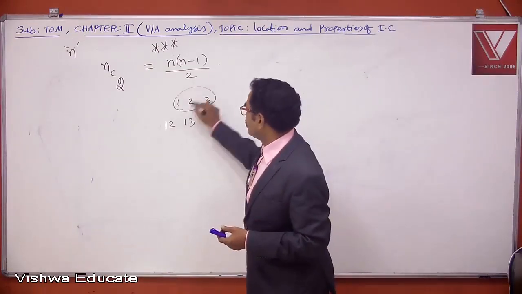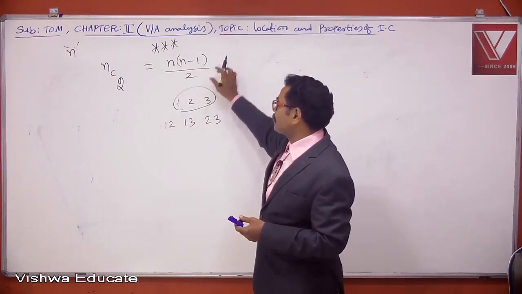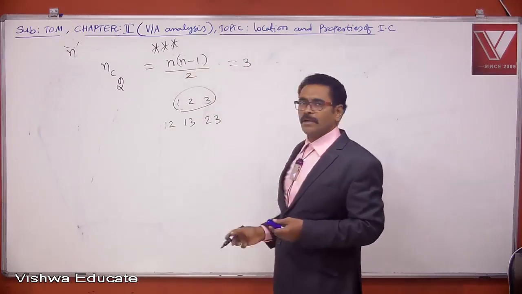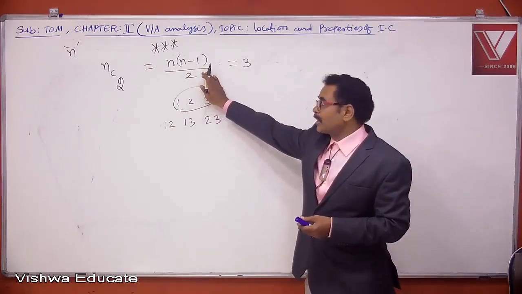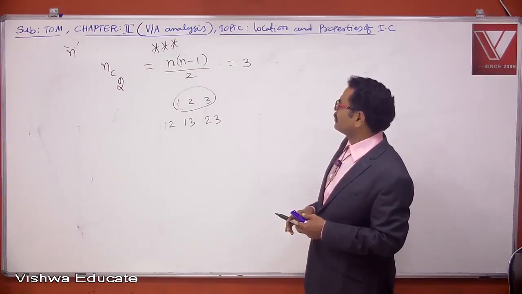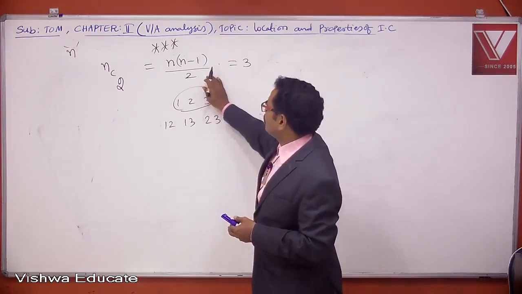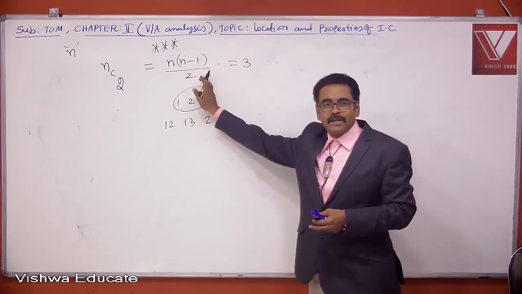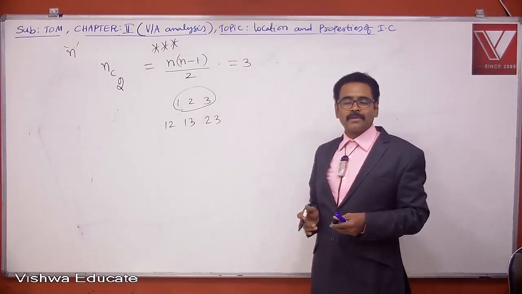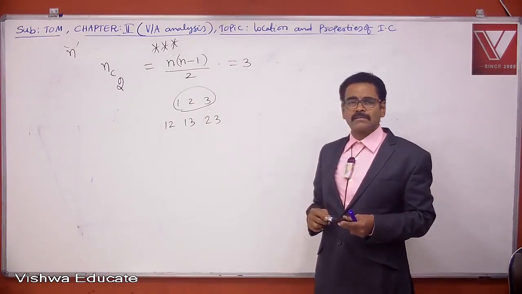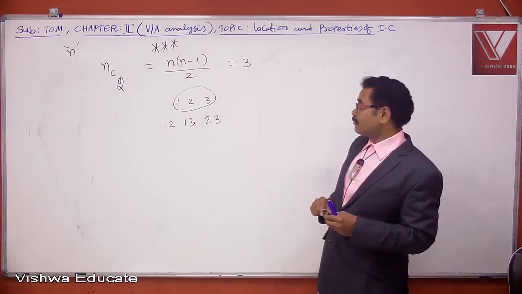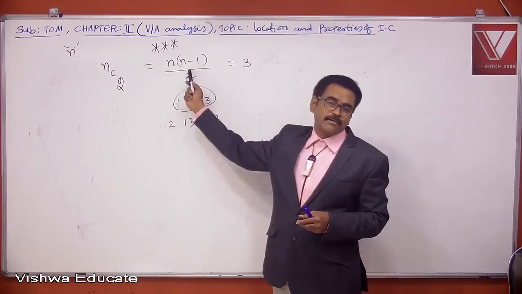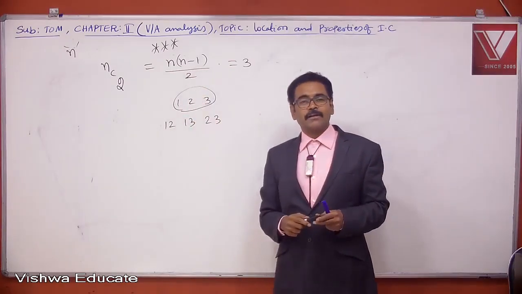Put n is equal to 3 in this expression. If you put n is equal to 3, 3 minus 1 is 2, and 2 will cancel. You're getting 3 here. If it is n into n plus 1 by 2, how much do you get? n is 3, 3 plus 1 is 4, 4 by 2 is 2, 2 into 3 is 6. If it is n into n plus 1 by 2, you will get 6. Can you get 6 pairs from 3 bodies? You cannot. From 3 bodies, you can make only 3 pairs, not 6 pairs. So definitely it is n into n minus 1 by 2. It is not n into n plus 1 by 2.